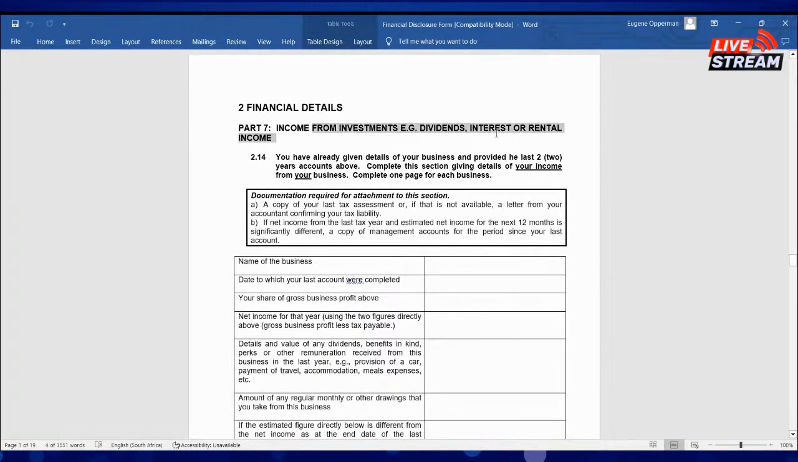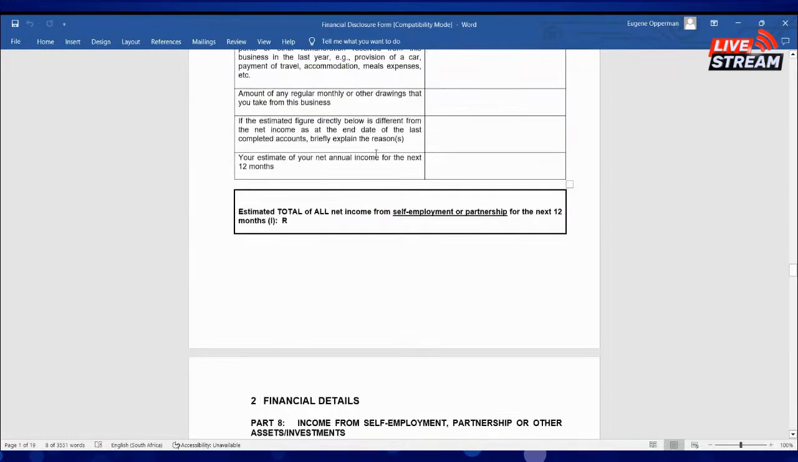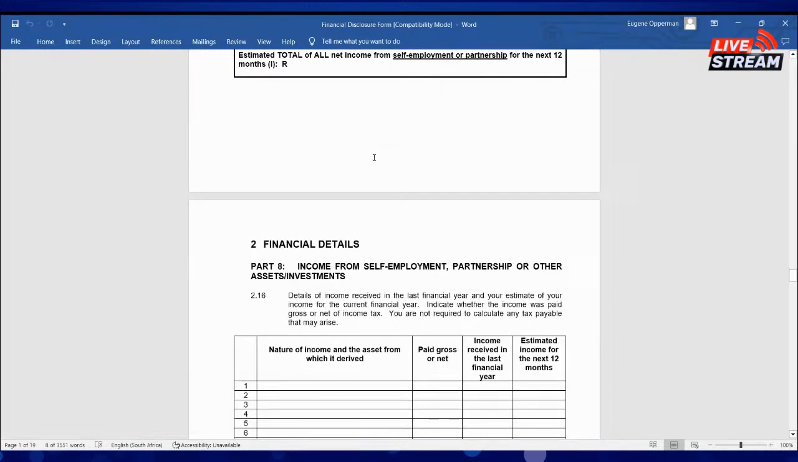Income from investments. Ask the respondent, do you have any investments? Do you have any dividends or interest, or even rental income? Do you rent out the little hokkie at the back? Or you have an Airbnb, so you rent out two rooms in your house, or a separate granny flat? What is the total income that you get from that? Those are all questions that could be asked, and it's usually something we forget about.